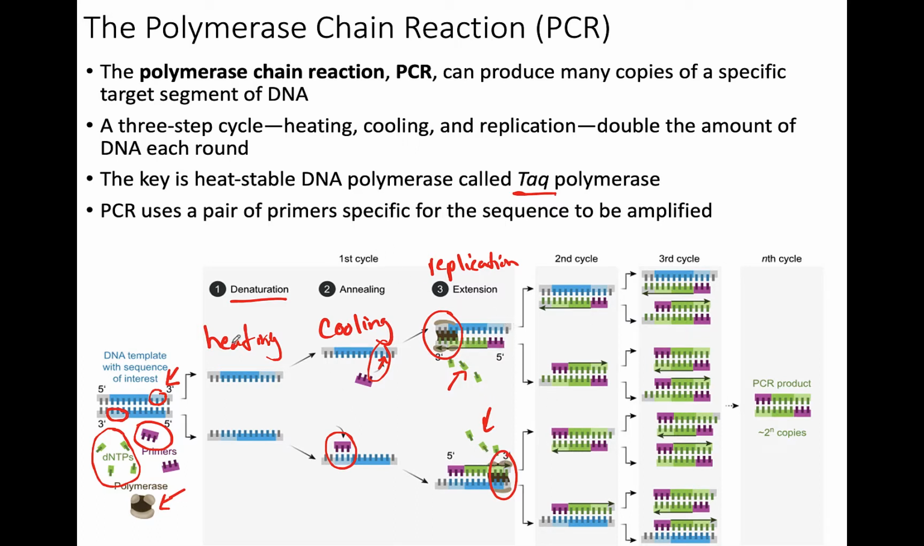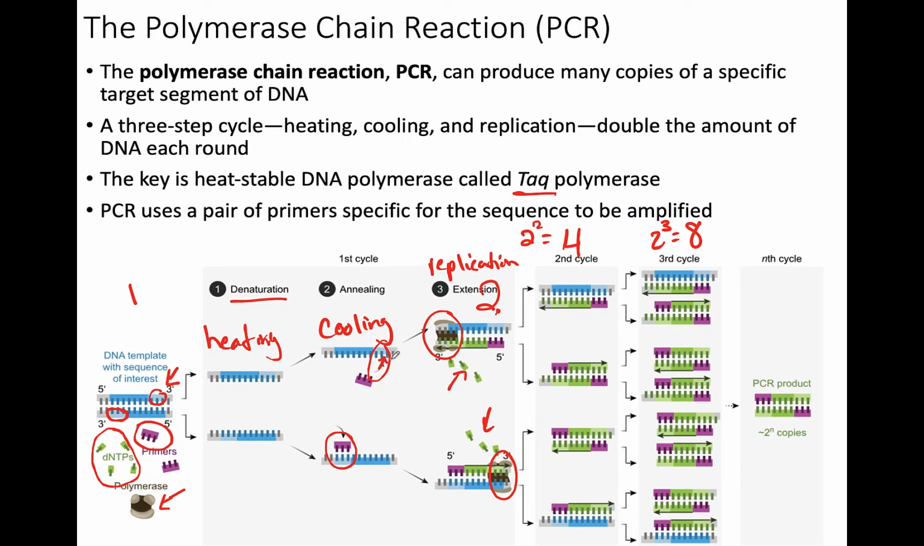So at the end of the first cycle, we started with 1 double-stranded DNA, and we ended with 2. Every cycle will double the number of copies. So in the second cycle, we start with 2 and we end up with 4. So 2 to the 2 equals 4. By the end of the third cycle, we started with 4 and we end up with 8. 2 to the 3 is equal to 8. So every time we do these cycles, we can get 2 to the n number of copies.